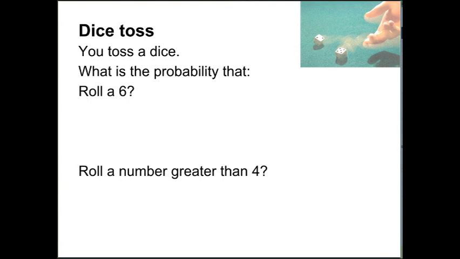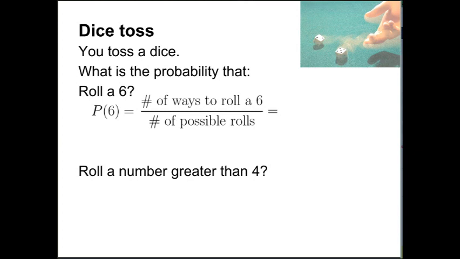So I want to find the probability that I'm going to roll a 6. We can write that as P and then parentheses, and on the inside of those parentheses we'll put a 6, which is saying what is the probability of 6. This probability is going to be equal to, on the top, our number of favorable outcomes. In this case it's the number of ways to roll a 6, because getting a 6 is a favorable outcome. And on the bottom is the number of possible outcomes, which in this case is the number of possible rolls that we can get.